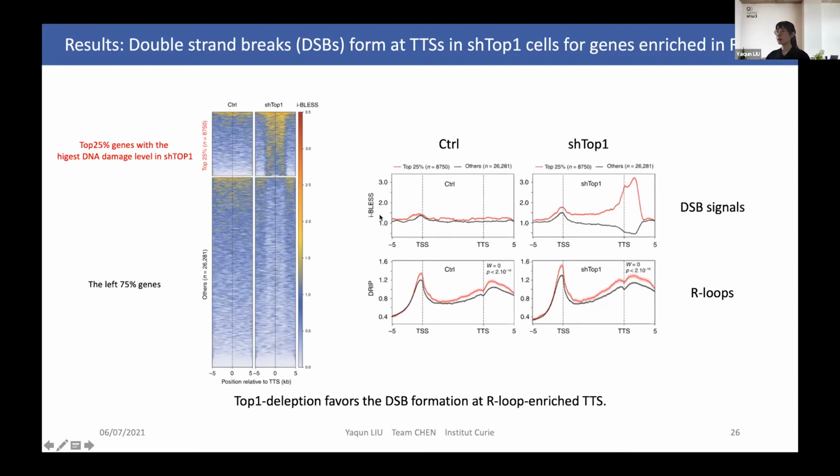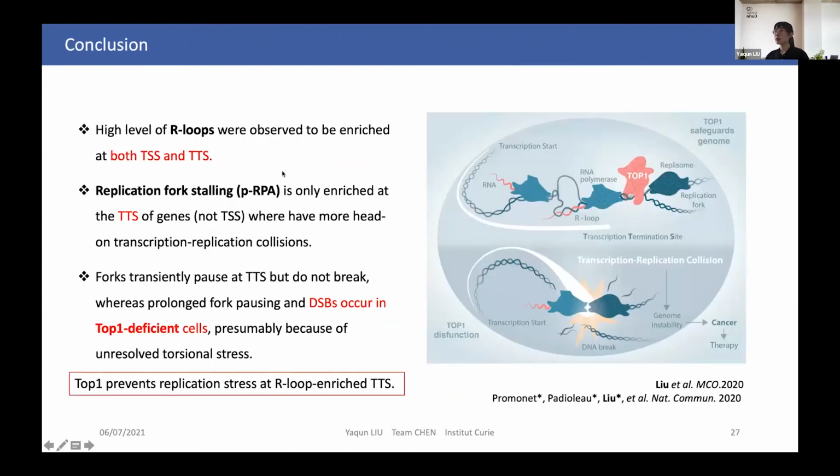The profiles also indicated that TOP1 depletion favors double-strand break formation at R loop enriched TTS regions. So here's the conclusion: we finally constructed the first whole genome model to show the link between R loop and TRC, thanks to our tools. And here are all the conclusions I already mentioned previously.